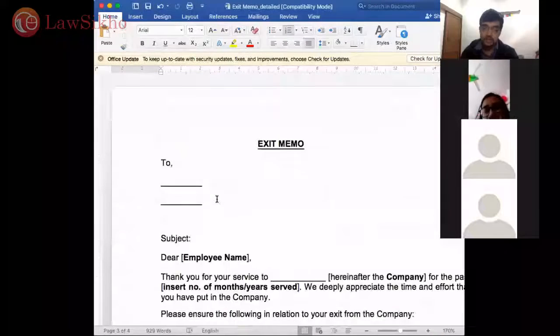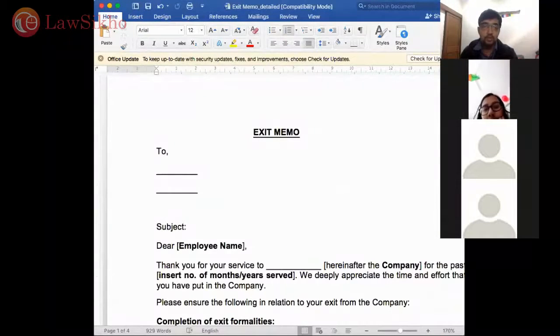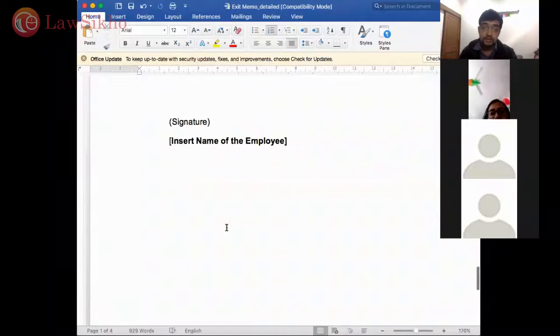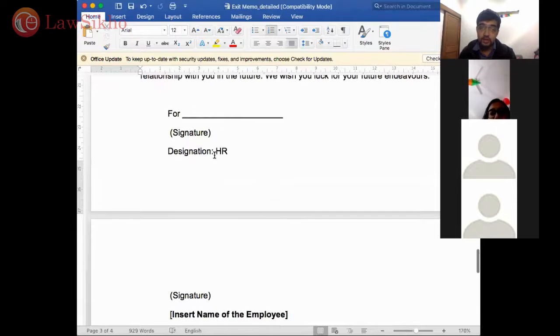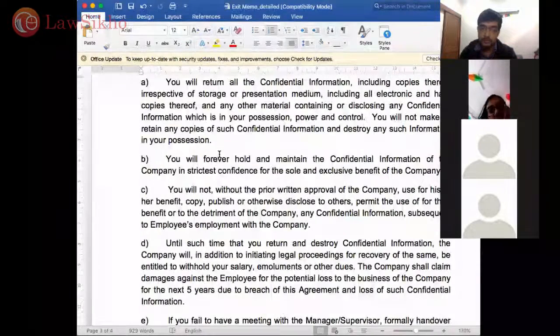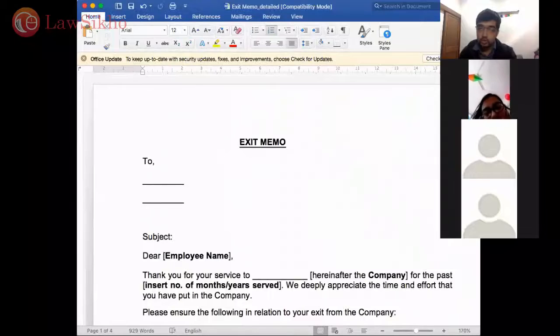So let's study an exit memo and figure out what an exit memo contains. And then we will discuss some more advanced questions about an exit memo. It is issued by the HR. You could also have the signature of the director, but the HR head, whoever manages the HR function, can issue this on behalf of the company. It is issued to the employee who is leaving.